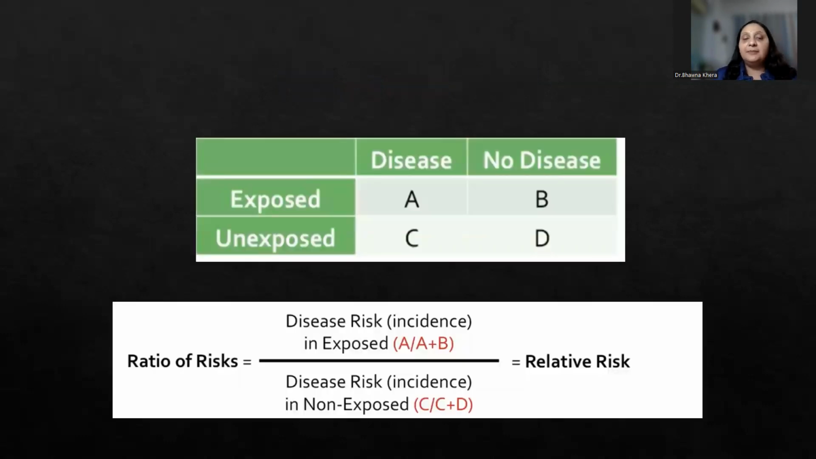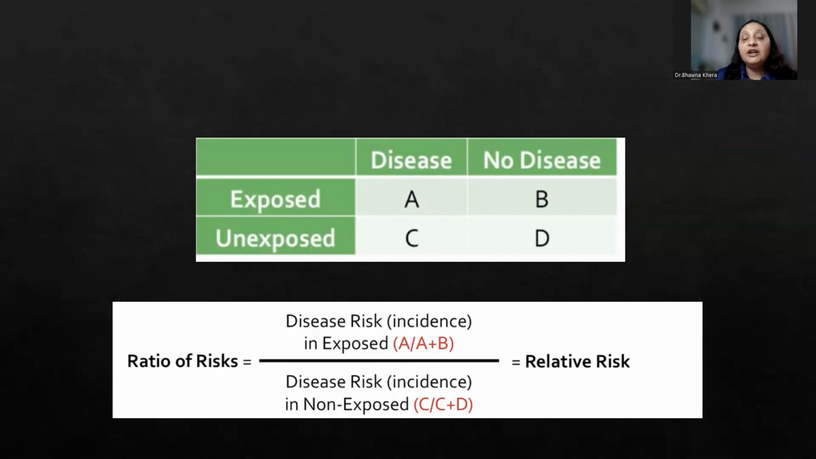Here is a good example. Again, we are coming to the same chart: disease, no disease, exposed and unexposed. So relative risk will be the disease risk in exposed, therefore disease upon total, A plus B. Then divided by the disease risk in non-exposed, so this is C divided by C plus D. So this is relative risk. This is how we calculate relative risk.